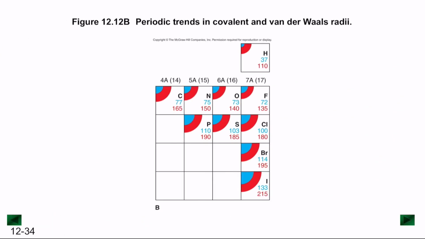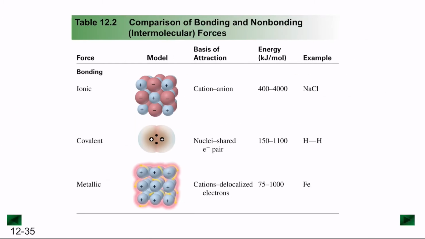Now let's look at the periodic trend of covalent and van der Waals radii. You'll notice that as you go down the group, the van der Waals radii generally increase, and across a period, the van der Waals radii generally decrease. So this is the idea behind van der Waals radii.